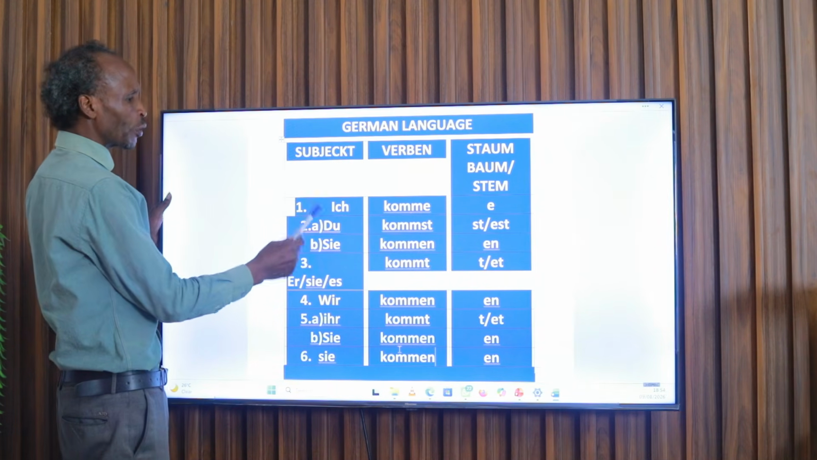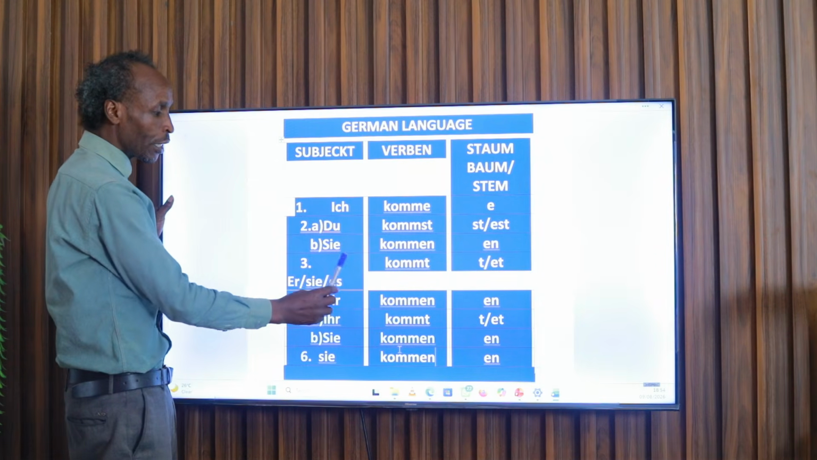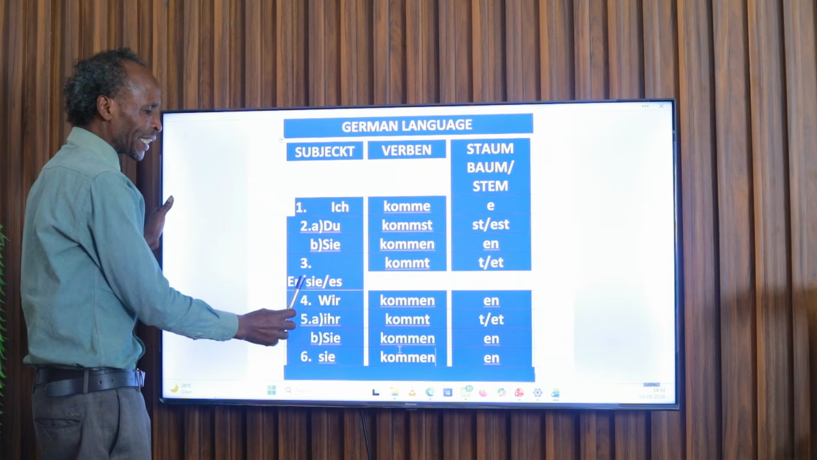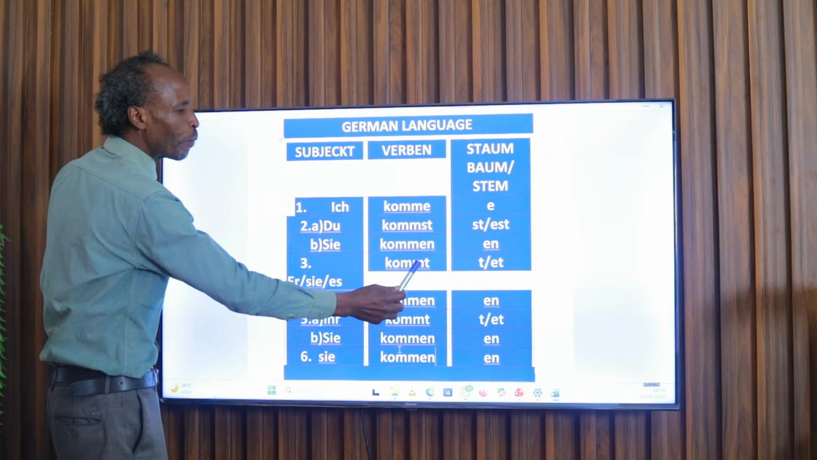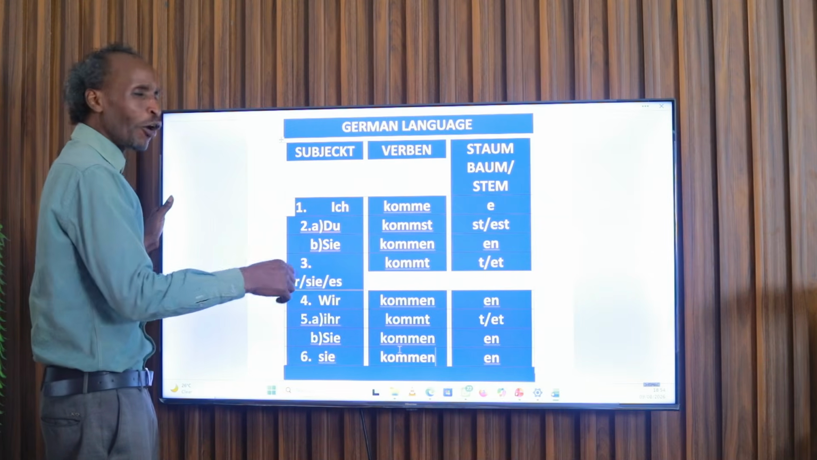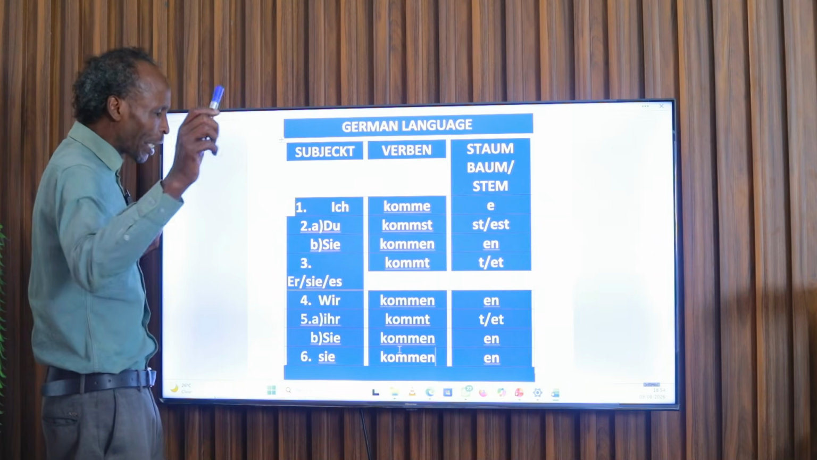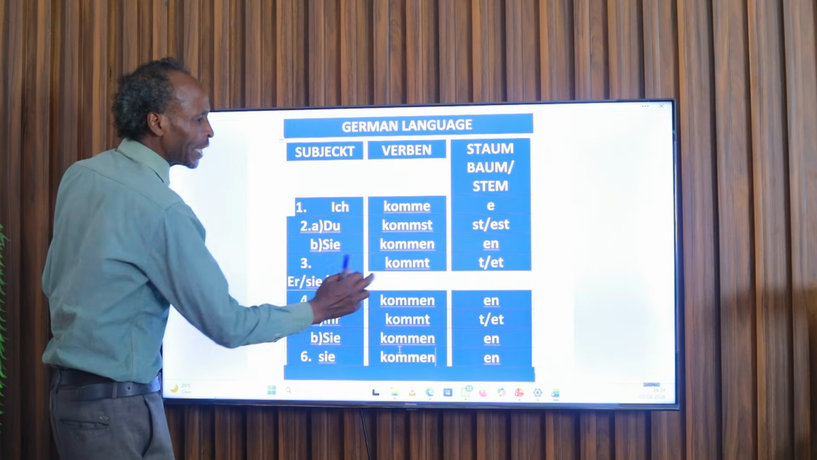People who have mastered this know that ich means I, du means you, friendly, Sie means also you, official, and er, sie, es is he, she, and it. So, er, sie, es kommt means he comes. He comes from America. Er kommt aus Amerika, sie kommt aus Amerika, or for the plane, we can say es kommt. So, this is er, sie, es kommt.